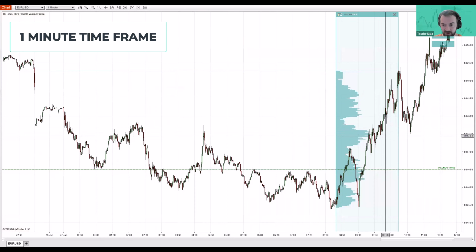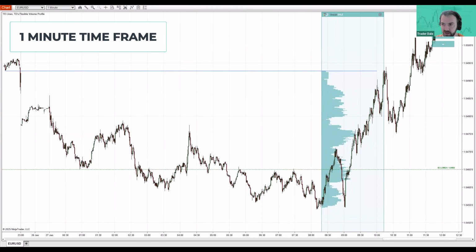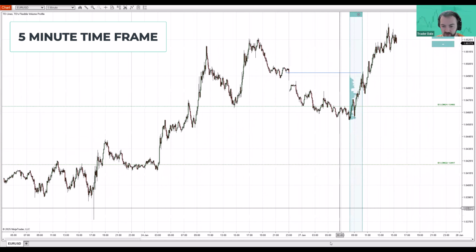And when I saw this, it was like, okay, this is clear. This is the volume cluster. This is the resistance turning into support. It needs to be here, right? This is super clear. So sometimes it helps. You don't need to have a 1 minute chart. Maybe you can use the 5 minute chart. I bet it would look pretty similar.